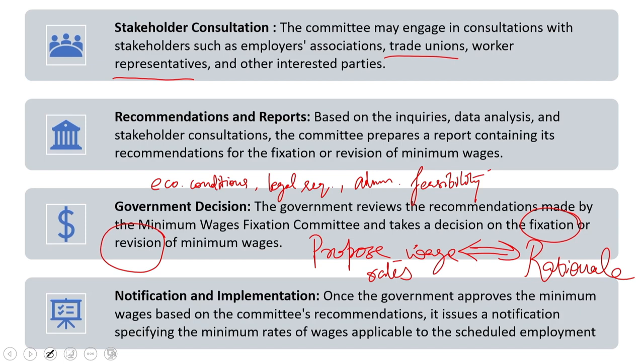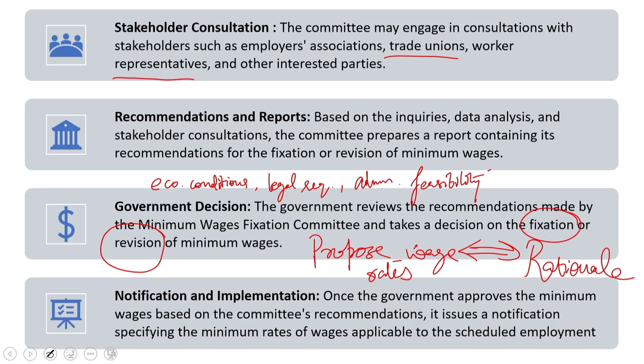And finally, we have the notification and implementation. Once the government approves the minimum wages based on the committee's recommendation, it issues a notification specifying the minimum rates of wages applicable to the scheduled employment. This notification typically provides the legal basis for employers to comply with the prescribed minimum wages, and it includes details, let's say, such as the effective date and any other critical relevant provisions associated with that.